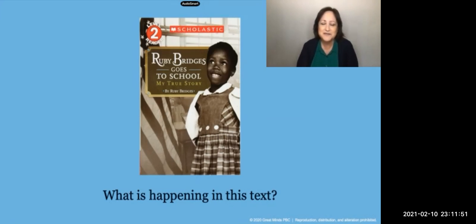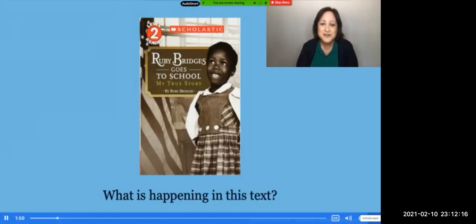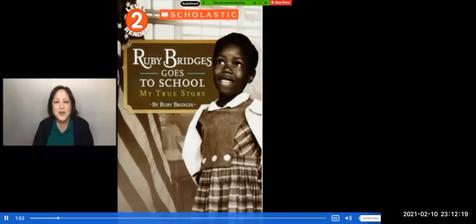This text is special for so many reasons, for what's inside in the content, but also because this is an autobiography. An autobiography means that this book was written by the person the book is about. This book about Ruby Bridges was written by Ruby Bridges. It's written in first-person point of view. We know Ruby Bridges Goes to School, My True Story is an autobiography and written in first-person point of view because of the words that the author used.